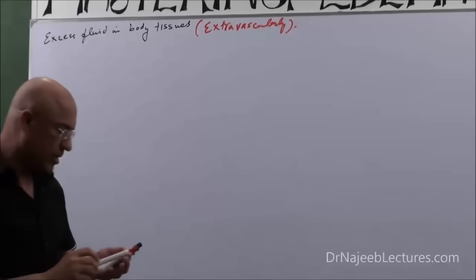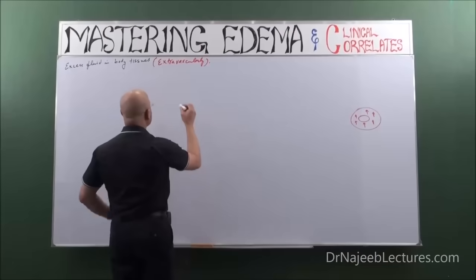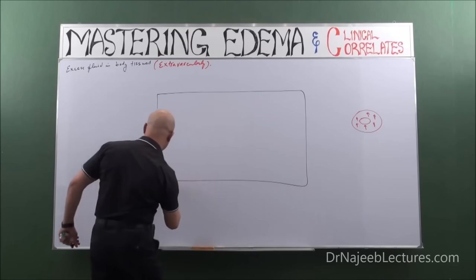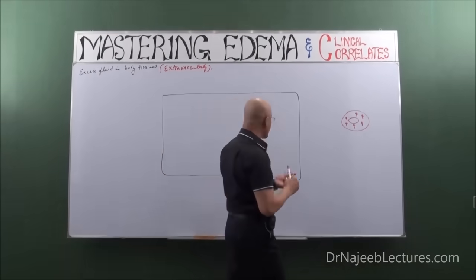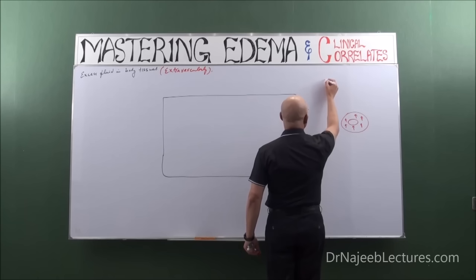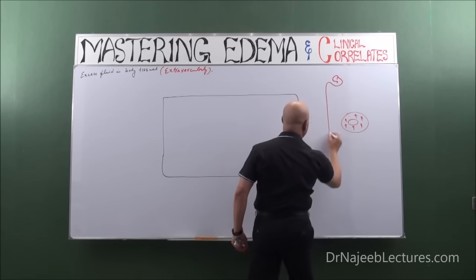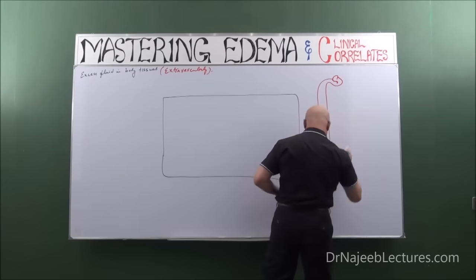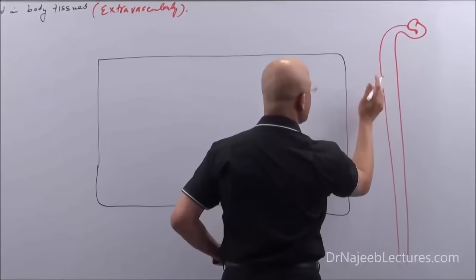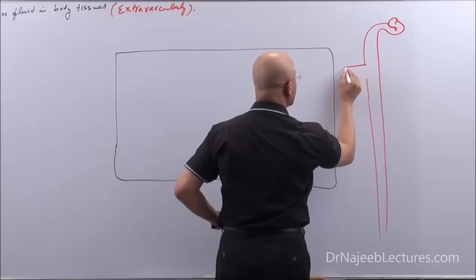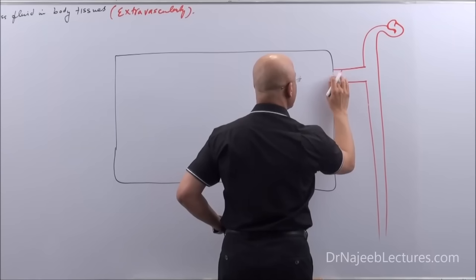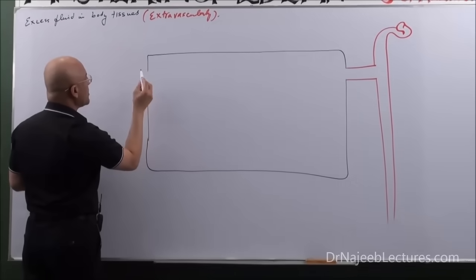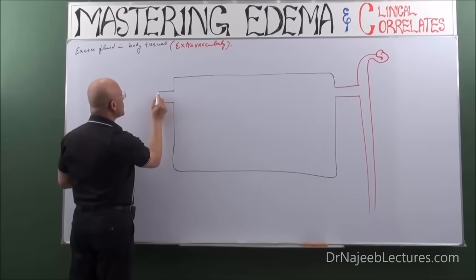Right? Now let me draw a diagram to make it more clear. Let's suppose from your body I remove a piece of tissue, right? This is a typical tissue from your body, and naturally this tissue is having arterial supply. Let's suppose here is your left heart, systemic circulation, and hypothetically there is arterial supply coming to this tissue, right? Arterial input. In the same way, this tissue must have some outflow mechanism, that is venous, right?